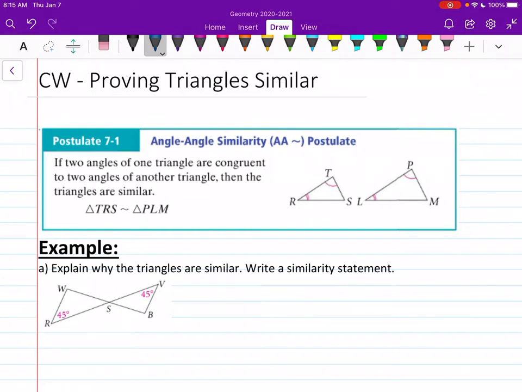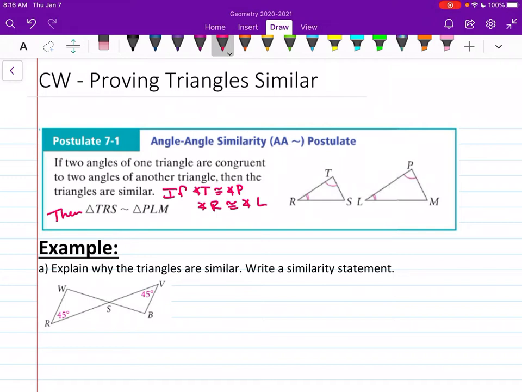It says if two angles of one triangle are congruent to two angles of another triangle, then the triangles are similar. So if angle T is congruent to angle P and angle R is congruent to angle L, then I know triangle TRS is similar to triangle PLM. Now remember, they can be different sizes.